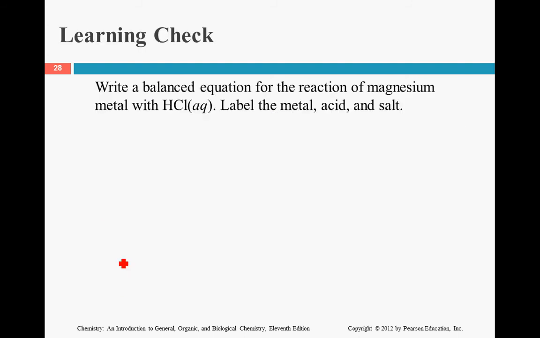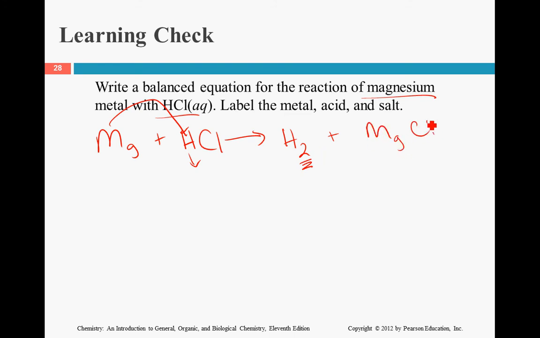So let's have a practice on our own. We're mixing magnesium with HCl. Magnesium comes in and pushes hydrogen out. So we have hydrogen gas on the right hand side. Notice that it's H2 because it's a diatomic molecule. Magnesium is now with the chlorine.